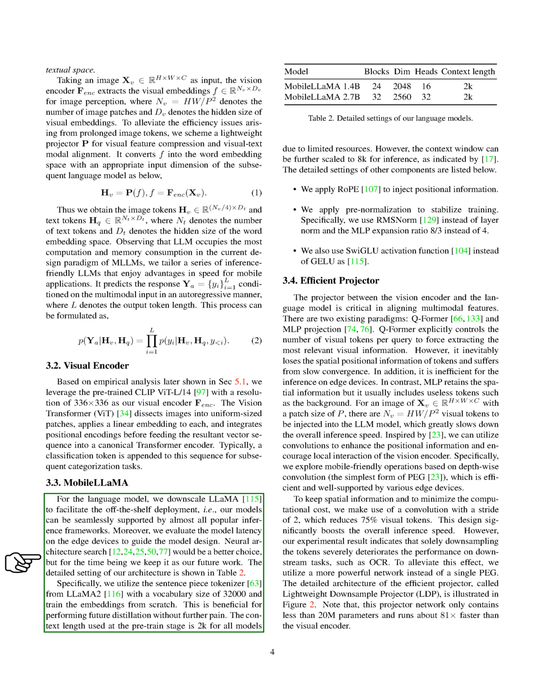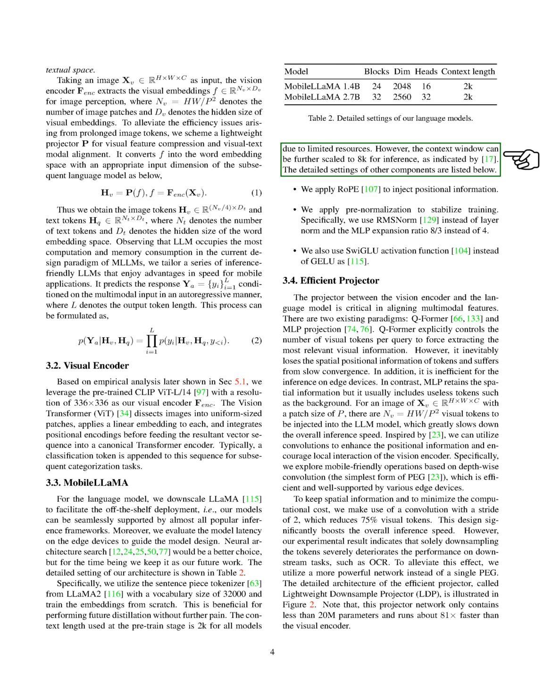We use the SentencePiece tokenizer from LLaMA 2 with a vocabulary size of 32,000 and train the embeddings from scratch. This will make future distillation easier. The context length used at the pre-training stage is 2K for all models due to limited resources. However, the context window can be scaled up to 8K for inference.